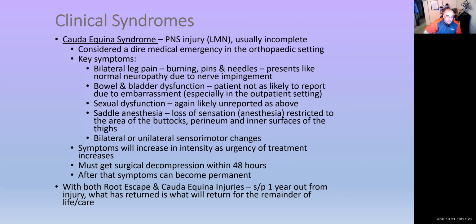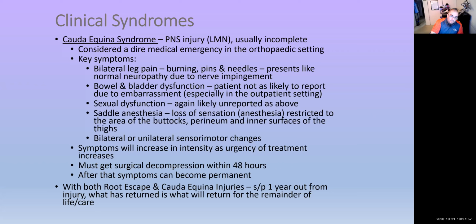We saw him a couple months later because he came back in for therapy. The only thing he had kind of residual was a little bit of saddle anesthesia. His comment was, I'll deal with loss of sensation on the inside of my legs if I've got full other function back. And he did. With both root escape and cauda equina injuries, whatever the patient has status post 1 year out is typically what's going to return for them.